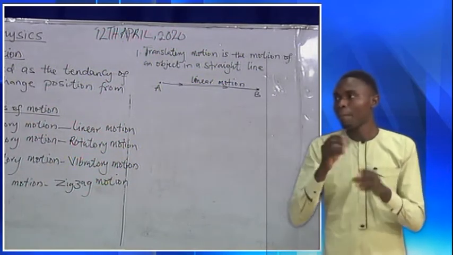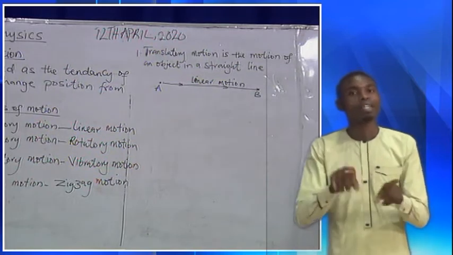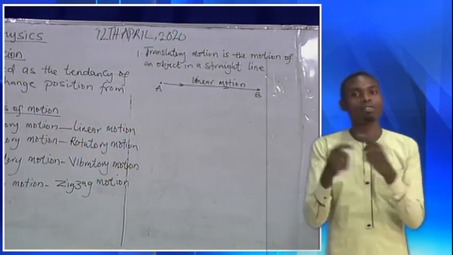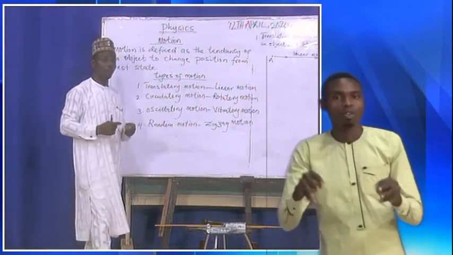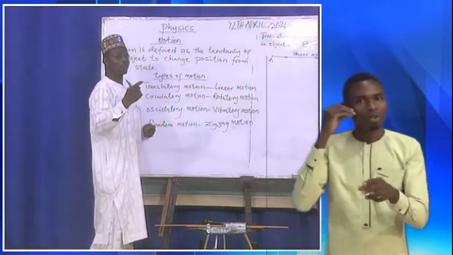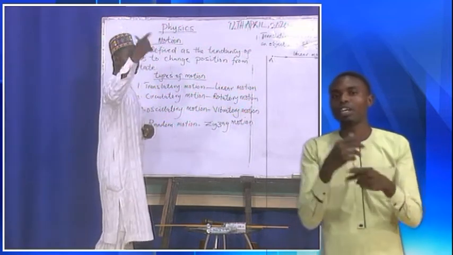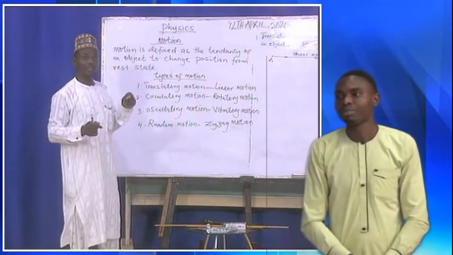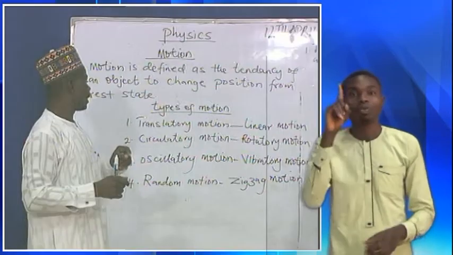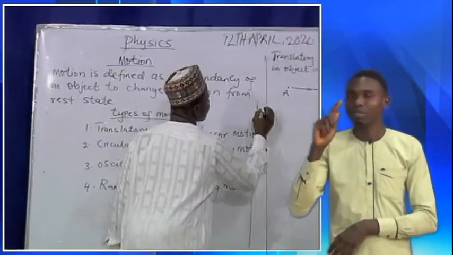Right. So, as I said, the day-to-day example is when you move with your bicycle from home to school, you do a kind of translatory motion because you are going on a straight line. You are not bending. So it's one of the examples of what? Translatory motion. Circulatory motion is number 2.